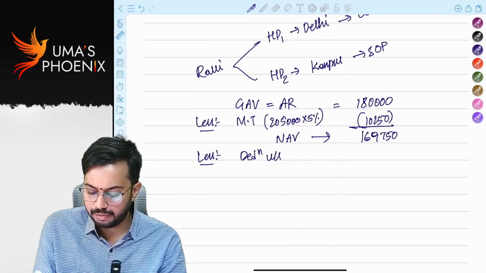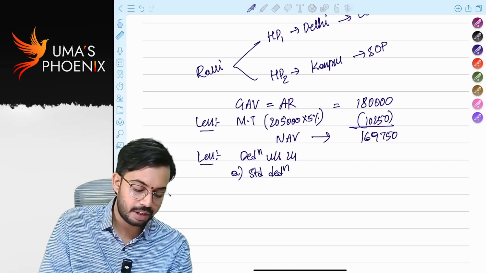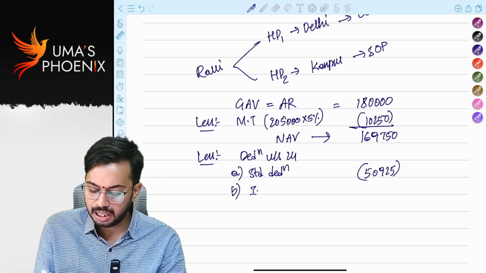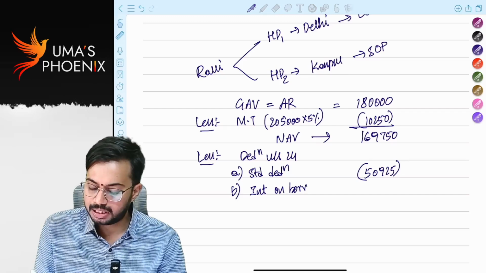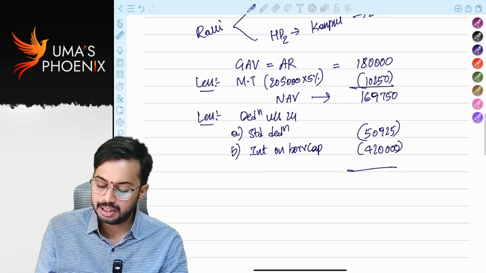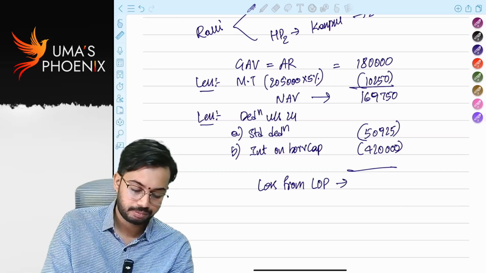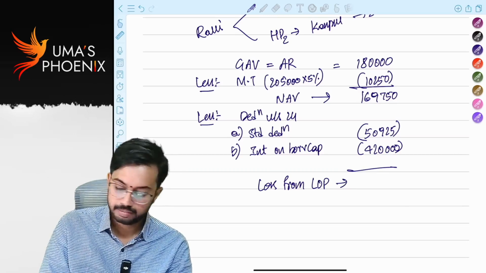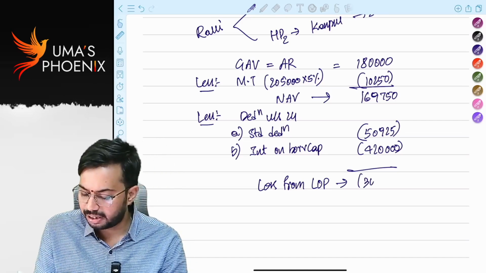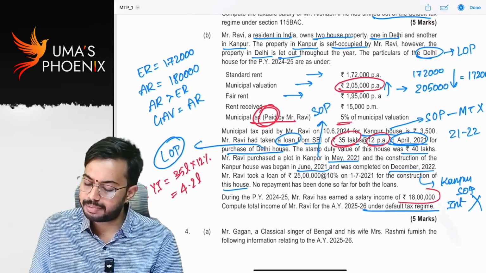Deductions under section 24. First one is standard deduction. It is allowed at the rate of 30% of net annual value. 30% means 50,925. Second, interest on borrowed capital. How much is interest on borrowed capital? 4,20,000. We have calculated. So there is loss from let out property. How much is loss from let out property? 3,01,175.